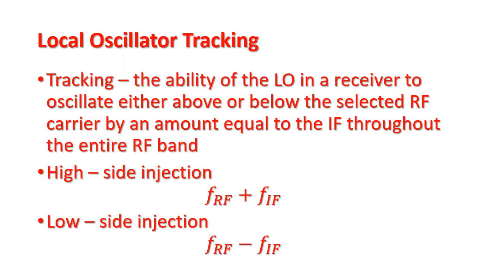Local oscillator tracking. Tracking is the ability of the local oscillator in a receiver to oscillate either above or below the selected RF carrier by an amount equal to the IF throughout the entire RF band. High side injection is our radio frequency plus our intermediate frequency, and low side injection is our radio frequency minus the intermediate frequency.